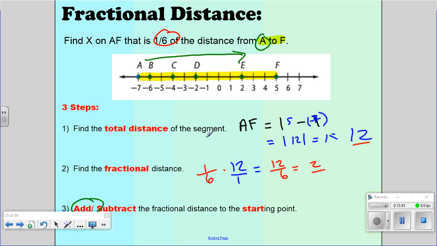And our starting point this time is A. So we're going to take A plus our fractional distance, which was 2. So A is located at -7, and then -7 plus 2 is going to give me a -5. So -5 marks the spot of point X. If I were to graph it, this would be point X right there, 1/6 of the distance between A and F.